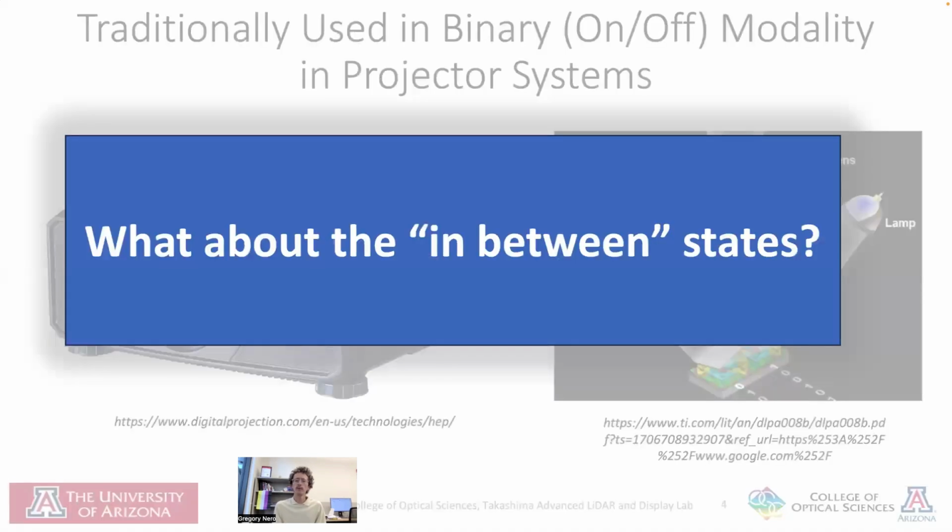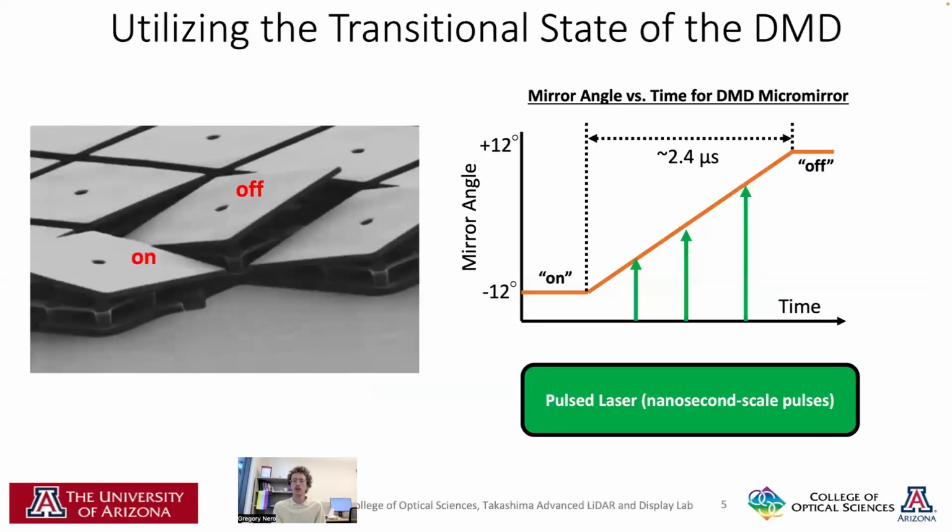But what about the in-between states? What if we could use the mirrors while they were transitioning from the on state to the off state? A DMD micromirror will take about 2.4 microseconds to transition from the on state to the off state. This is pretty quick. However, if we use an even faster laser pulse on the nanosecond timescale, we can precisely control when a laser pulse will see the mirrors in their transition. A nanosecond scale laser pulse will effectively see the mirrors frozen in a particular angle. So how can we use this?